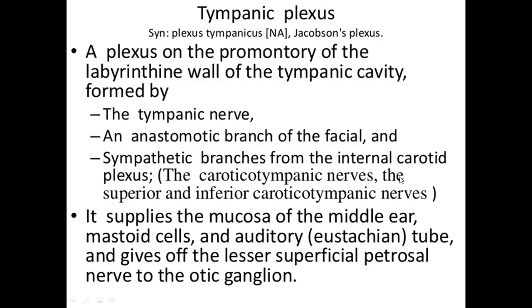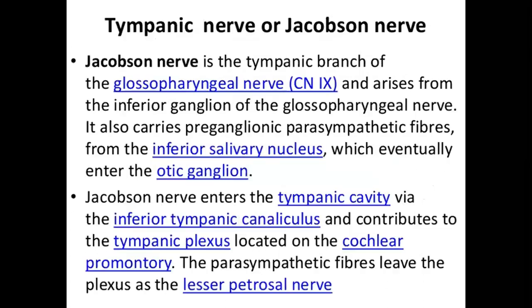These arise from the internal carotid nerve, which runs with the internal carotid artery and forms a plexus around it. So it supplies the mucosa of the middle ear, mastoid cells, and the auditory or pharyngotympanic tube. It gives the lesser petrosal nerve, as I already described. The tympanic branch will give the lesser petrosal nerve, which contains the preganglionic parasympathetic fibers released over the otic ganglion in the infratemporal fossa, and the postganglionic secretomotor fibers go towards the parotid gland and cause the parotid secretion. So this is about the tympanic plexus.